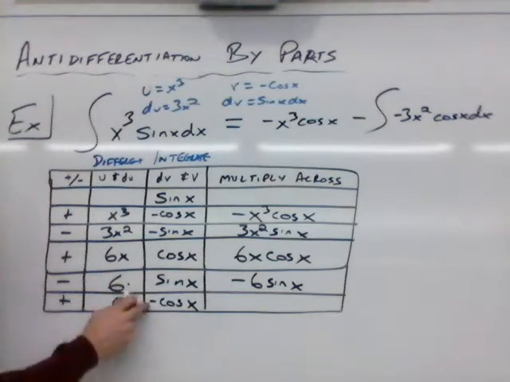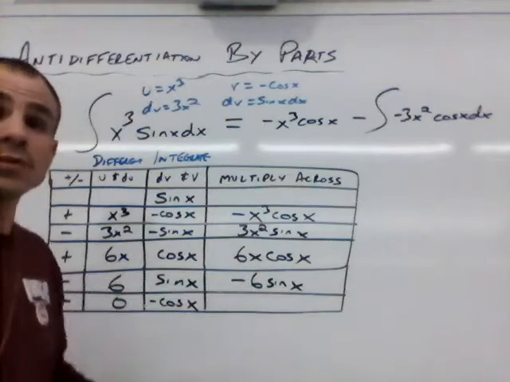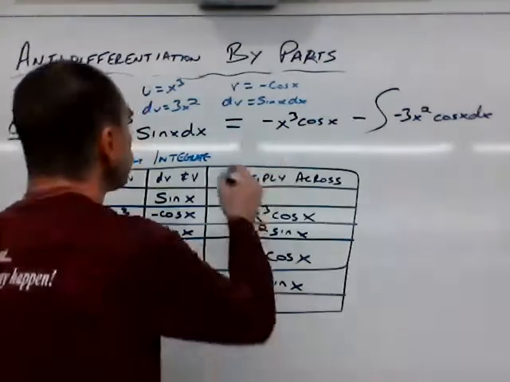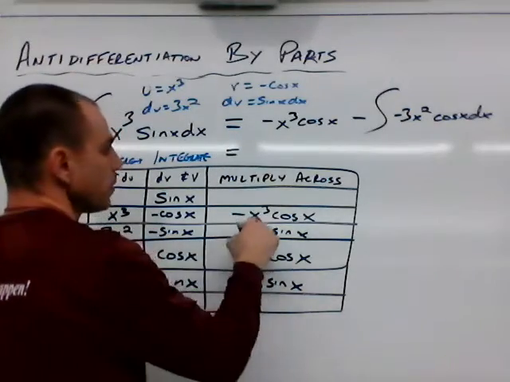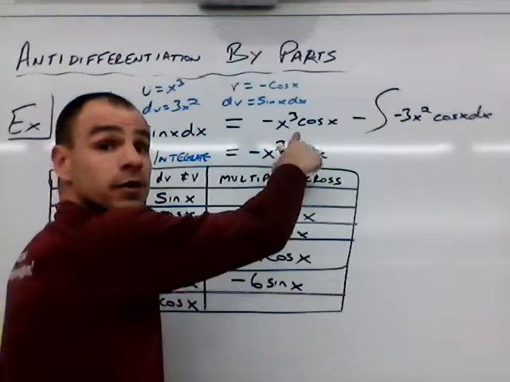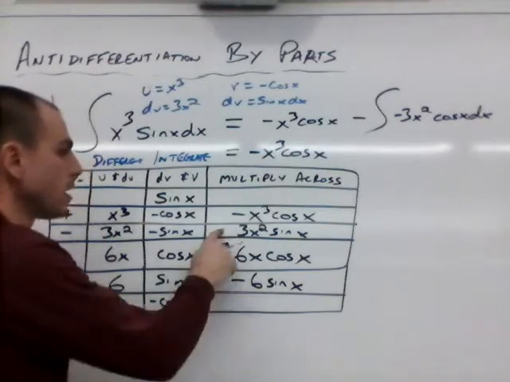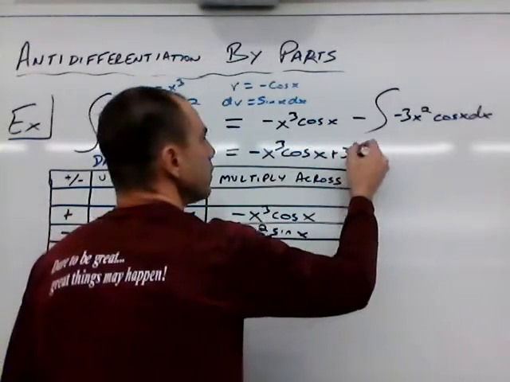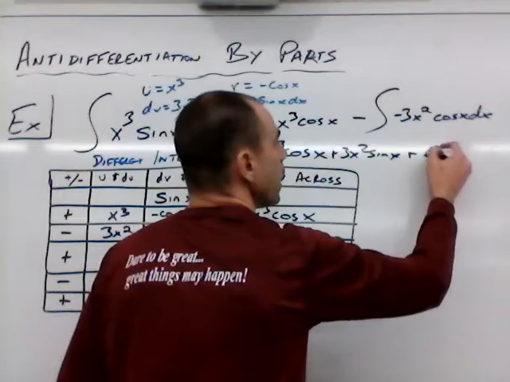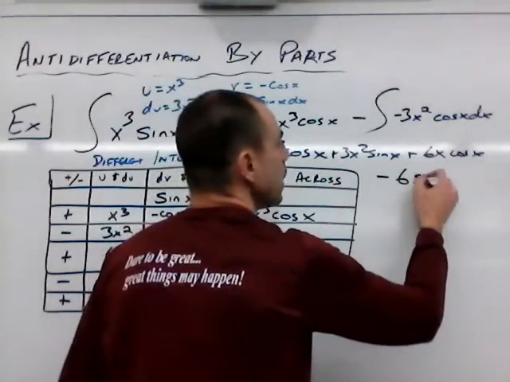And then we have 0. 0 times anything is 0. We need to fill that in. All right. These 4 terms right here, that's going to be our answer if we just add them together. So our final answer will be the opposite of x cubed cosine x. Hey, look, it's right there. Okay. So we were going to get to it eventually, but this way seemed to go much quicker, right? Plus 3x squared sine x plus 6x cosine x minus 6 sine x.